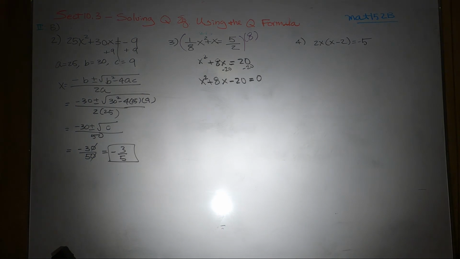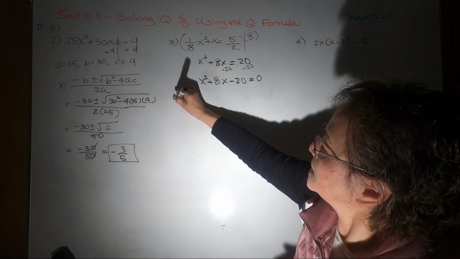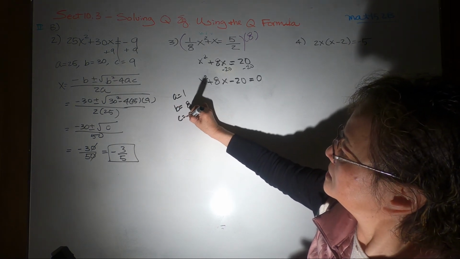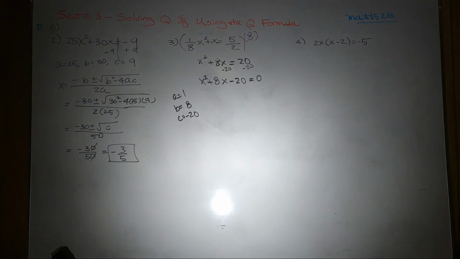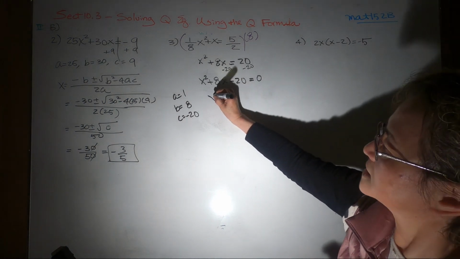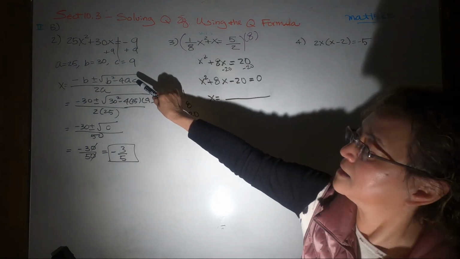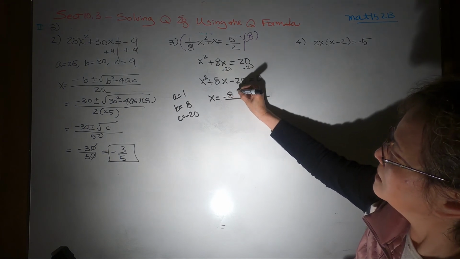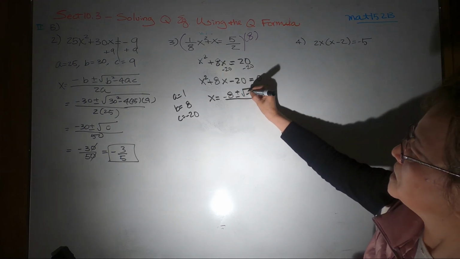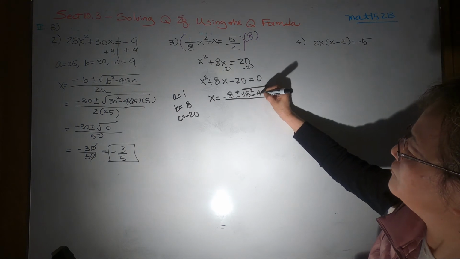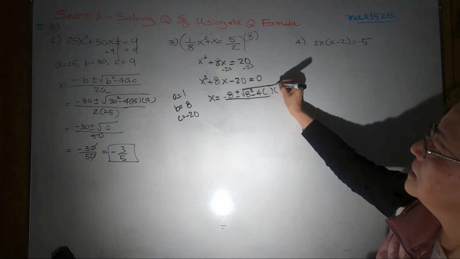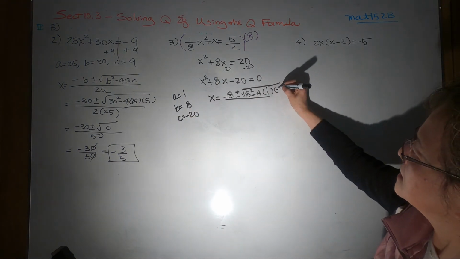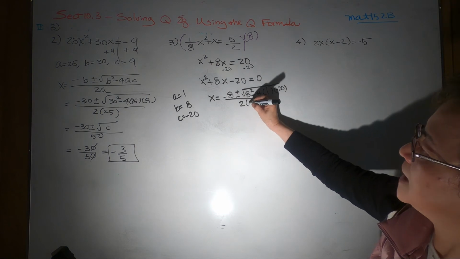So what is A? A is 1. What is B? 8. What is C? Negative 20, right? So what is your x? x equals that guy, right? Negative b, plus or minus the square root of b squared minus 4ac, where a is 1 and c is negative 20, over 2a, right?